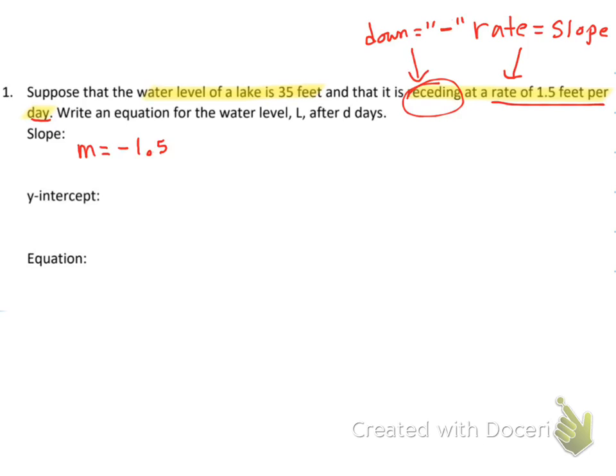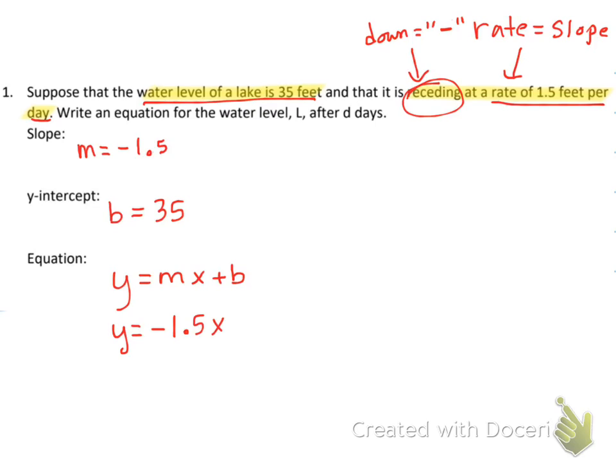Okay. Our y-intercept is going to be the initial starting point for whatever is happening in our story. And the initial water level of the lake is 35 feet. So our y-intercept, or b, is going to be 35 feet. Okay. So if we put it as an equation, our slope-intercept form, we got y equals mx plus b, right? We would have y equals negative 1.5x plus 35.